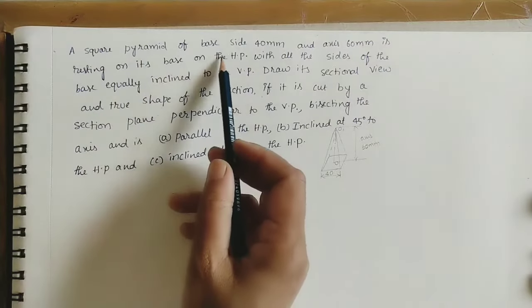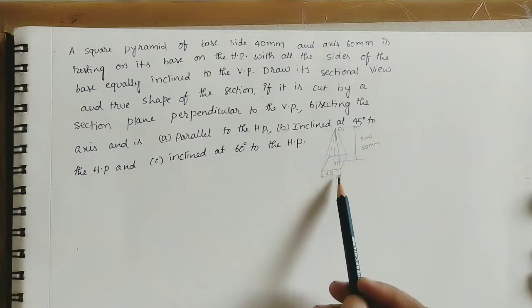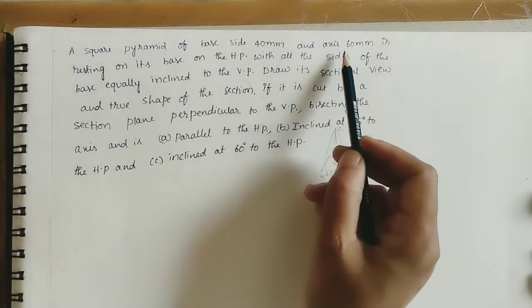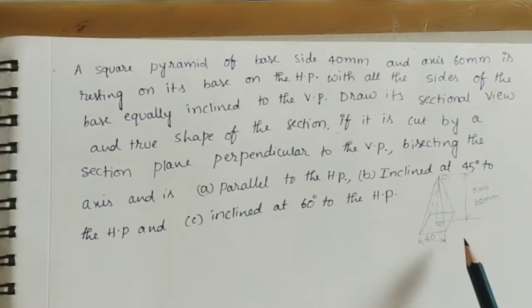A square pyramid of base side 40 mm. As we know, for the square pyramid the base is a square. Each side is 4 cm and the axis is 60 mm. Axis means the height of the pyramid. How to measure the height of the pyramid?